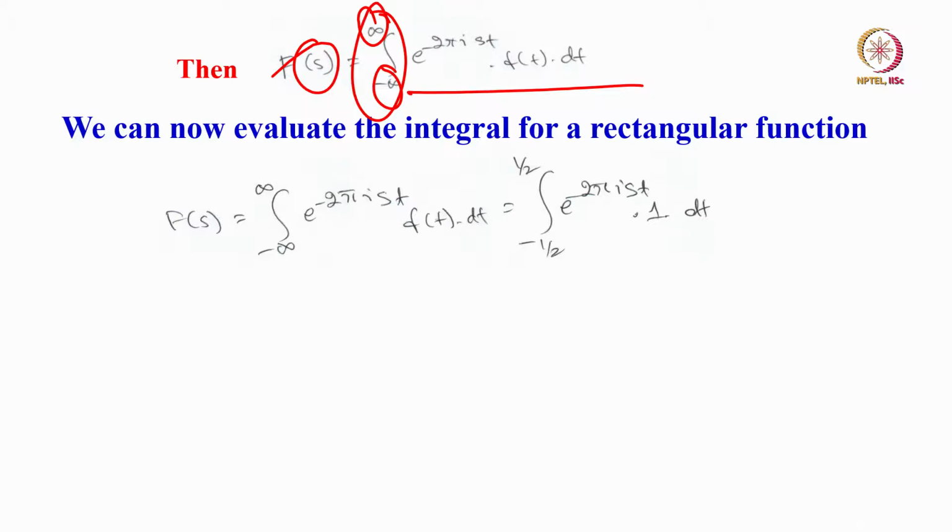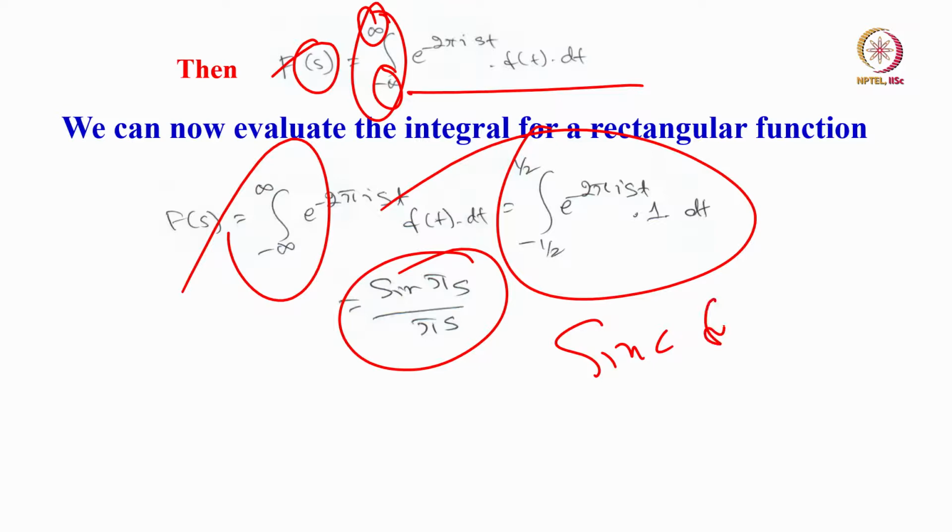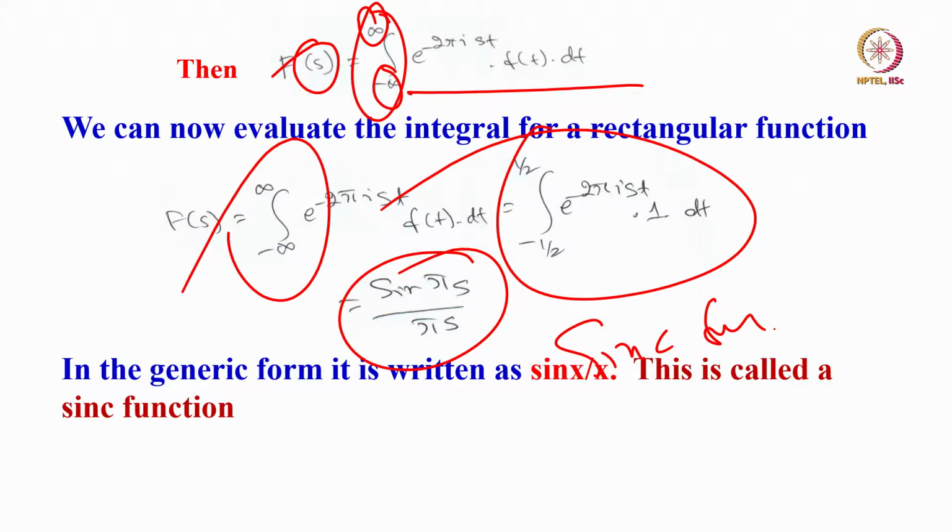We know that for the rectangular function, again from minus infinity to plus infinity, we already worked out, minus half to plus half for the rectangular function you have chosen, and this turns out to be sin pi s over pi s. This is called a sinc function. Okay, this is also called a sin x by x function.